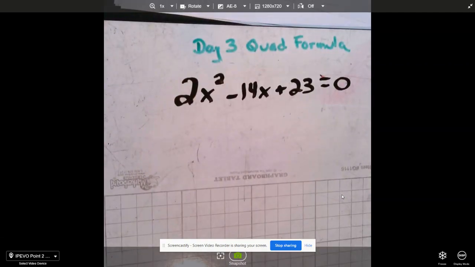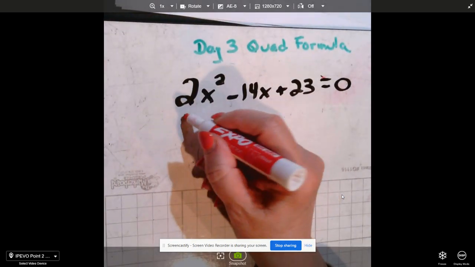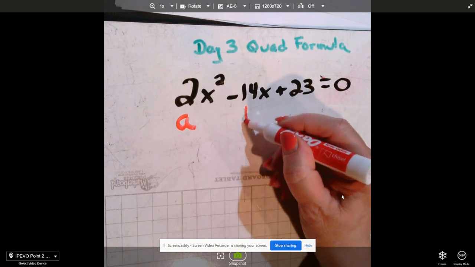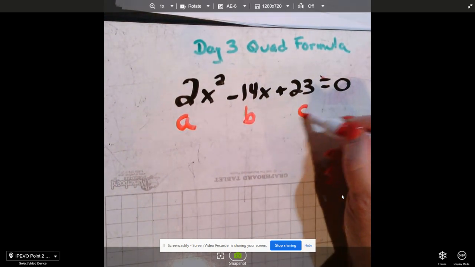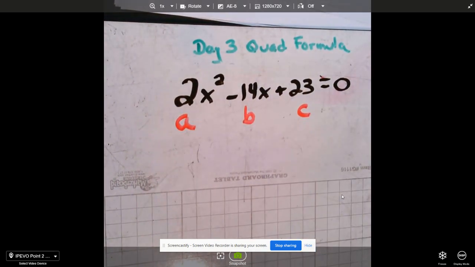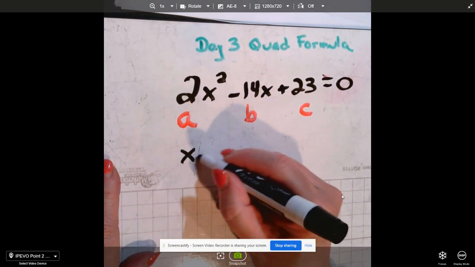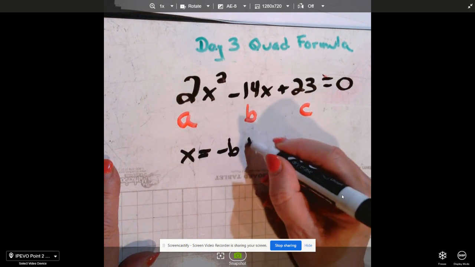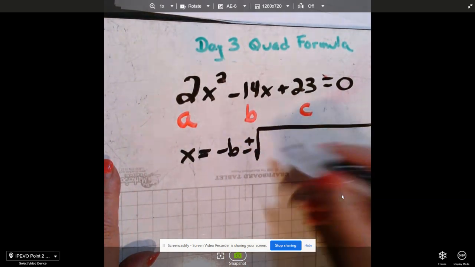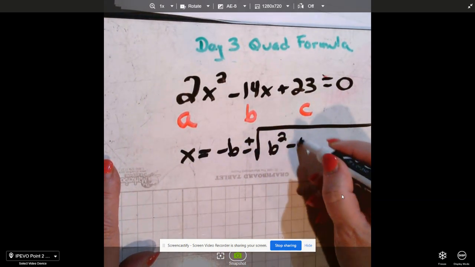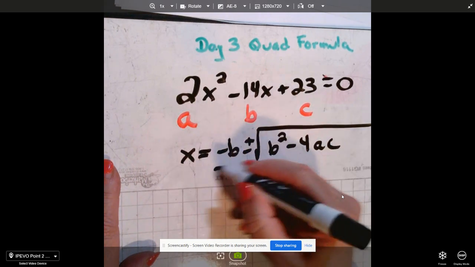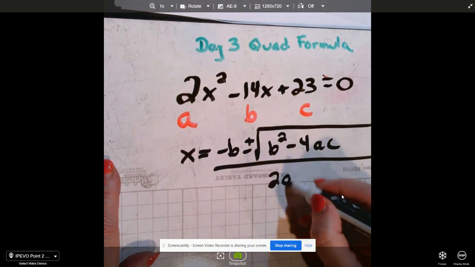All right, so here's another example using the quadratic formula. Once again, you need to identify your A, B, and C values. So this 2 would be my A value, the negative 14 would be my B value, and the 23 would be my C value. And your quadratic formula is x equals minus b plus or minus the square root of b squared minus 4ac all over 2 times a.